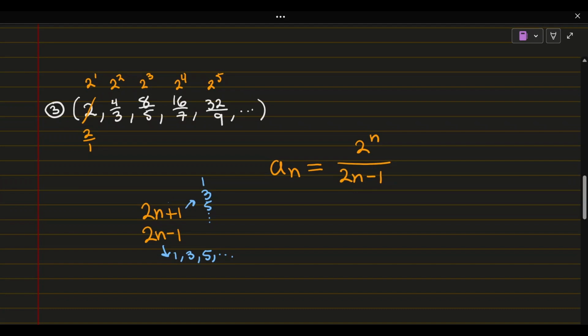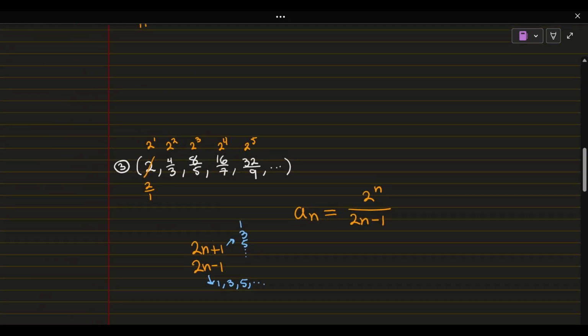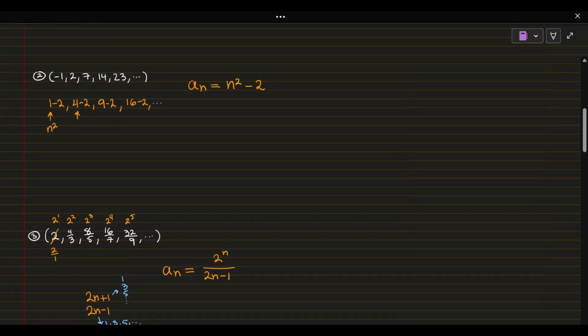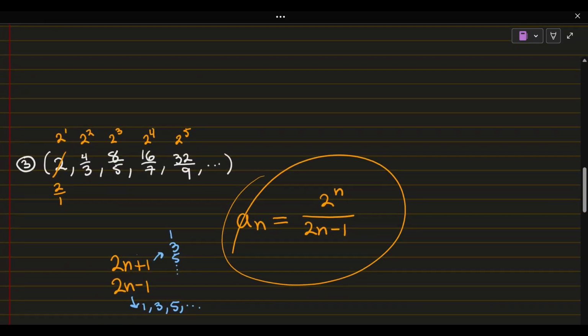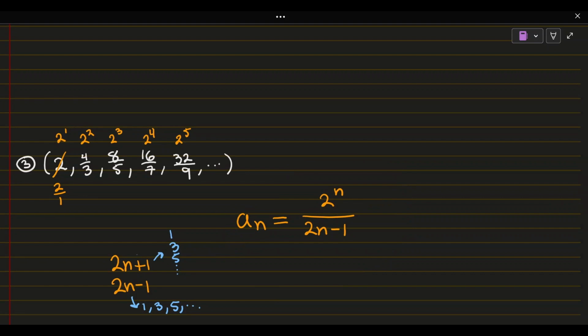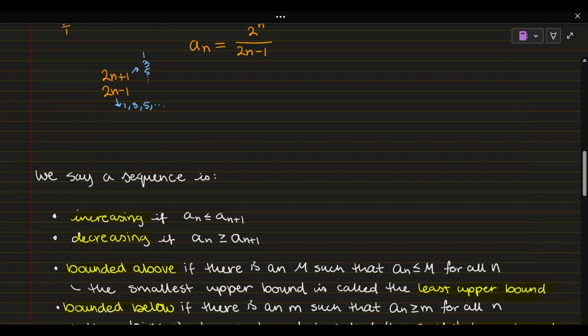Okay? So, in general, finding these rules isn't super important. Typically, you'll just be given the nth term, and you could write out terms in the sequence if you wanted to. But it's good to know how to get the nth term off of just a list of ordered numbers. Okay?